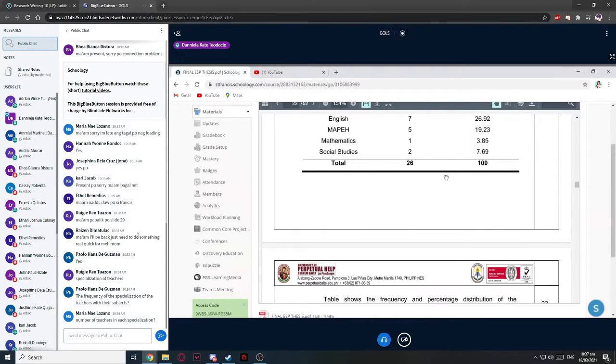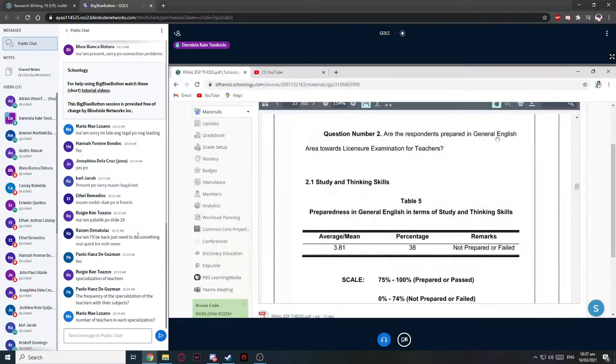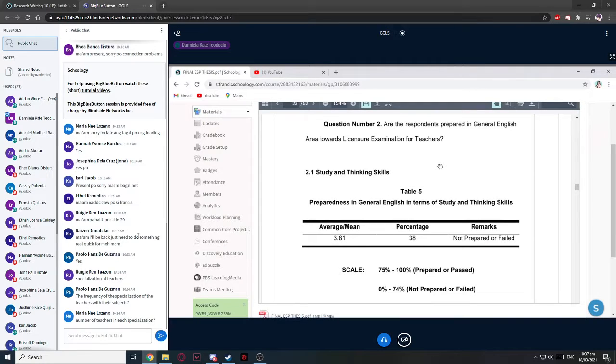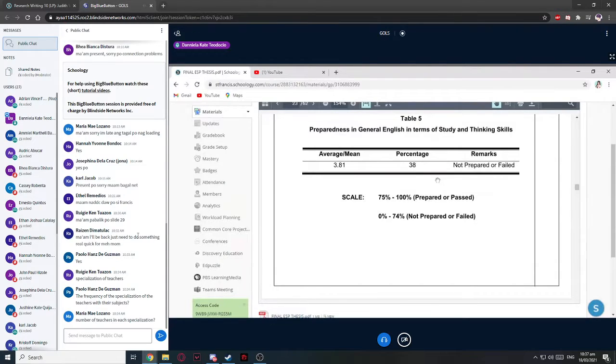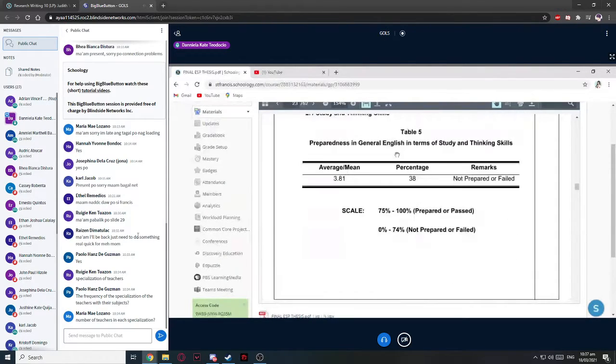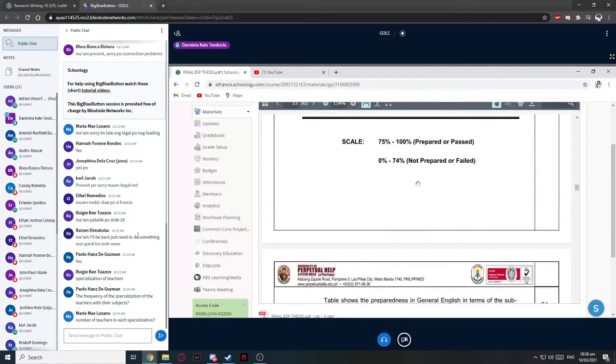After that, proceed tayo sa question number 2. Ang question number 2 namin, are the respondents prepared in general area toward licensure examination for teachers? Now, in here, we have subtopics, but each of our subtopics, we presented a data and we have analyzed it with our scale. Di ba po, alam naman natin na ang bagsak ay 74 pababa. Tama? It's the standard of grades. So, pag 75% to 100, prepared or passed. Pag 0 to 74%, not prepared or failed.